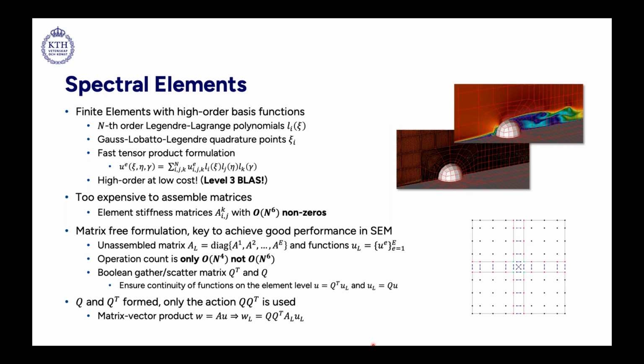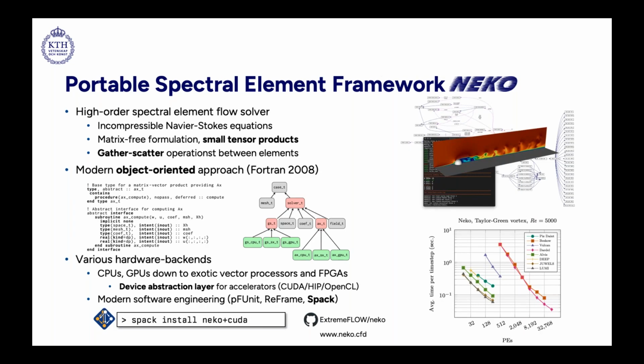So we know that the numerics is good, but we need a new code. That's why we have created this new portable spectral element framework called Neko. Currently it's limited to Navier-Stokes with some additional scalar equations, so we can do temperature, for example. But we have put a lot of focus on getting the matrix-free formulation, these small tensor products, fast on various architectures. And also the gather-scatter operation is running at peak efficiency.